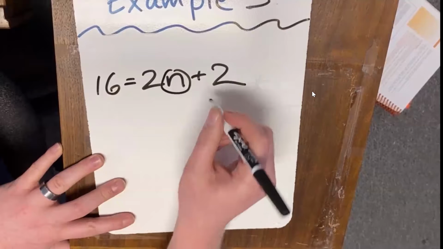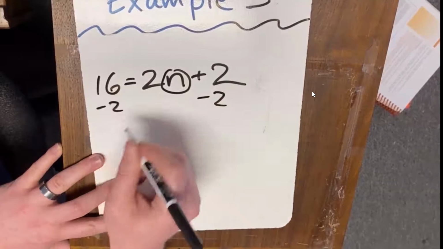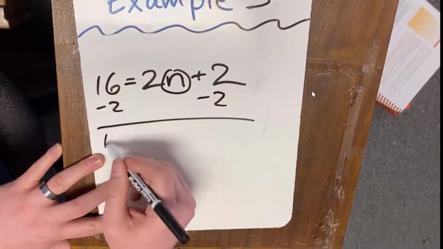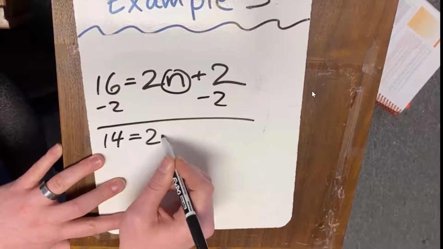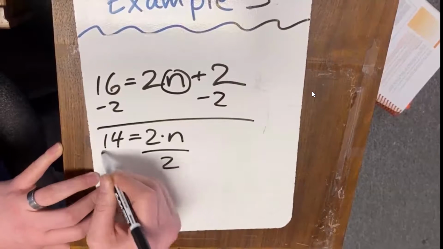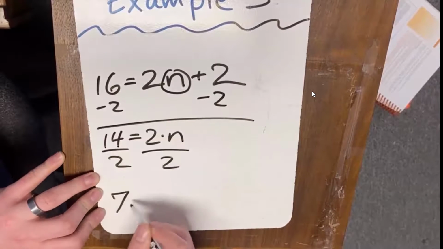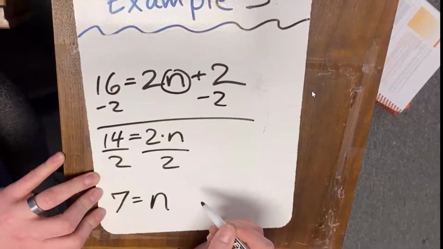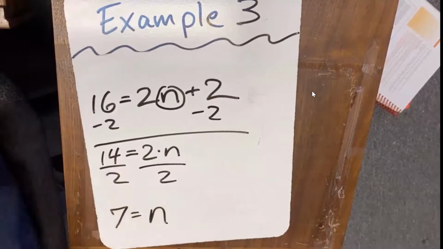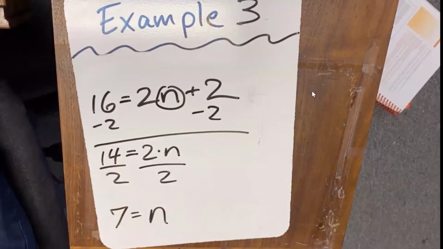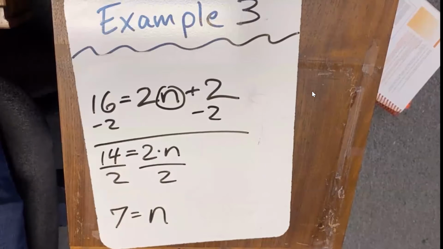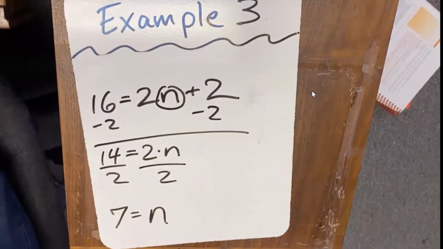So we're going to subtract 2 from both sides. That gives me 14 equals 2 times n. Divide by 2 on both sides. I'm left with 7 equals n, which is my number of tables. All right, that was a tricky one. They were wanting you to go in reverse order there. You're going to have to be conscious of that when you are doing some of those examples.